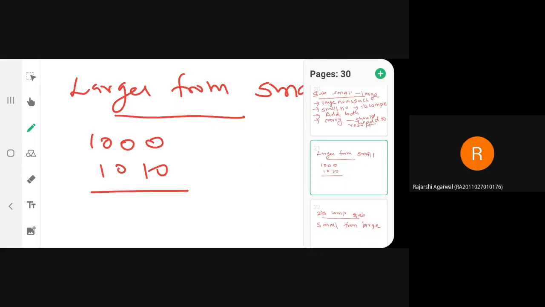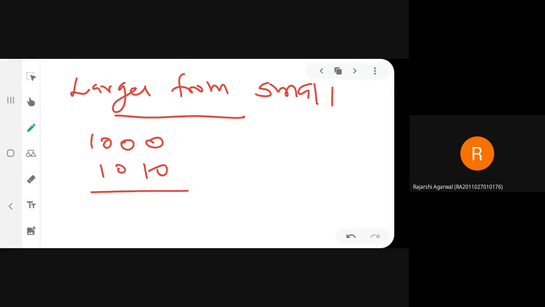Larger from smaller. What if I want to subtract a larger number from a smaller one? So again I have given you two numbers. Now which one is large comparatively? 1010 is my large number. The second one is my small number. So in case 2, I am subtracting a larger number from a small one.